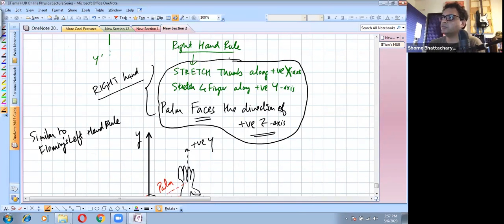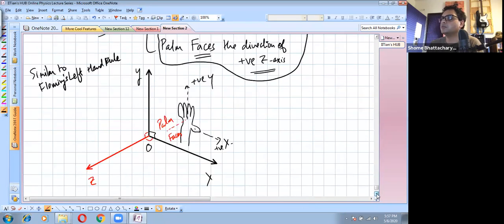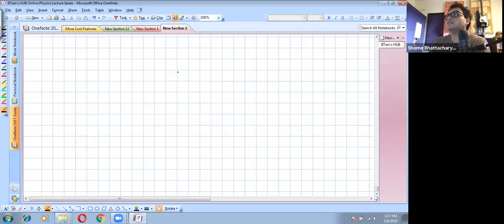Stretch your thumb along the x-axis, your fingers along the y-axis, and see where your palm is pointing. Wherever it is pointing, that is becoming your z-axis. Just practice this a couple of times and it will become clear. Now, next let us move on to writing a vector in three-dimensional component form.